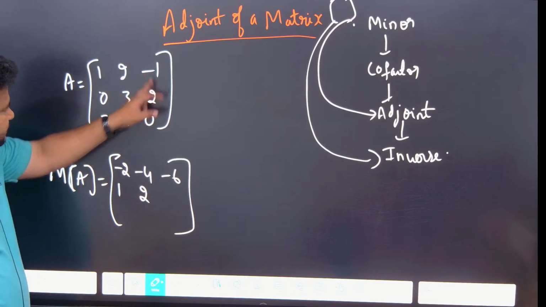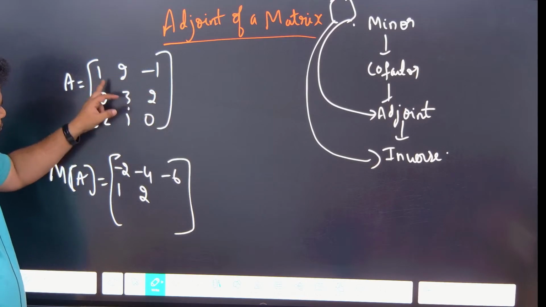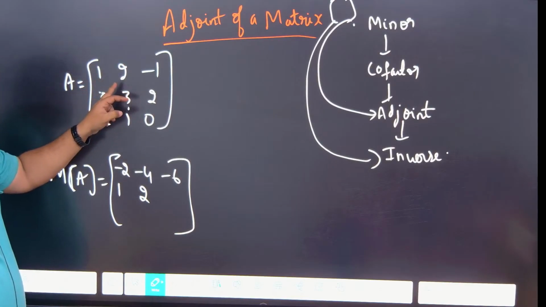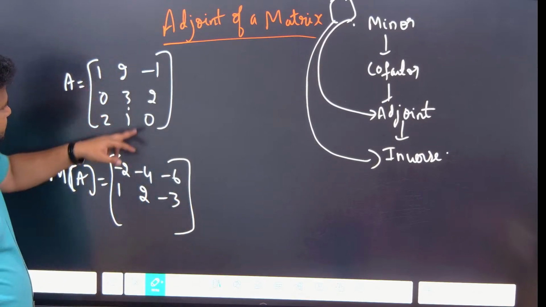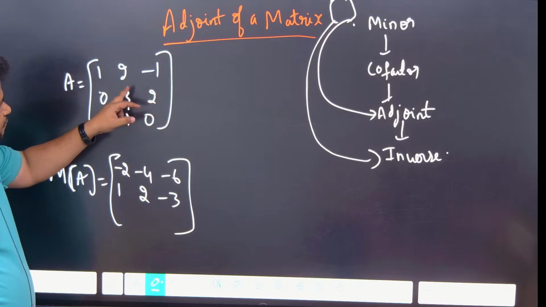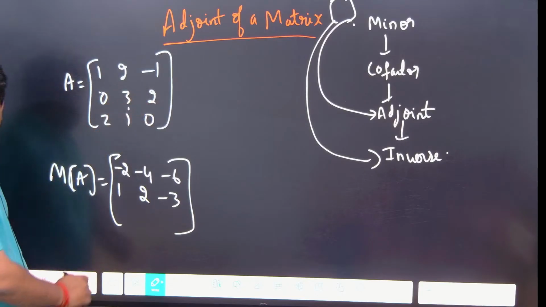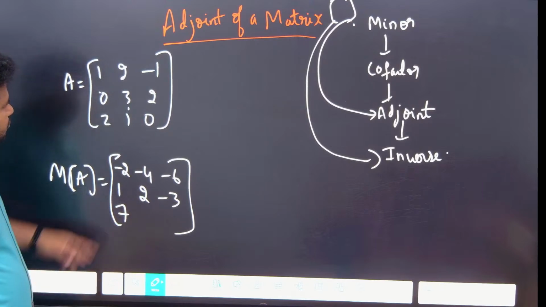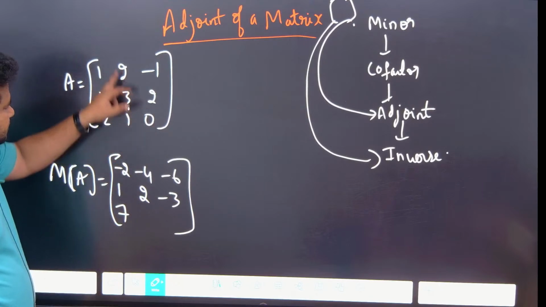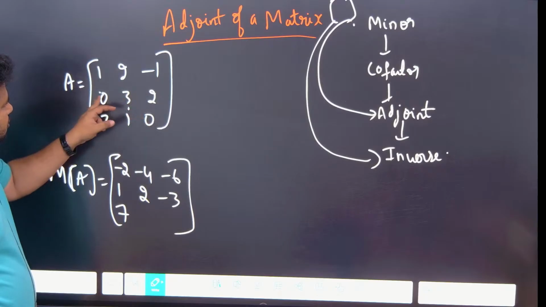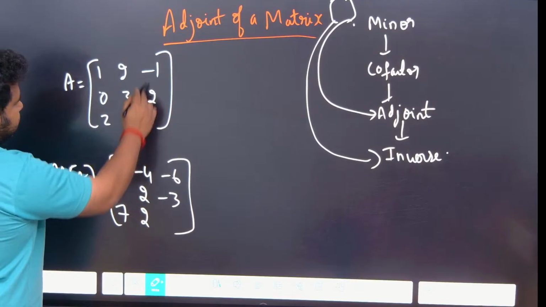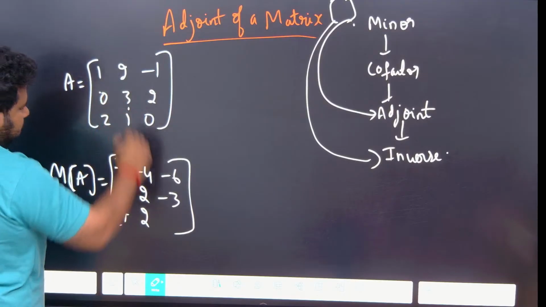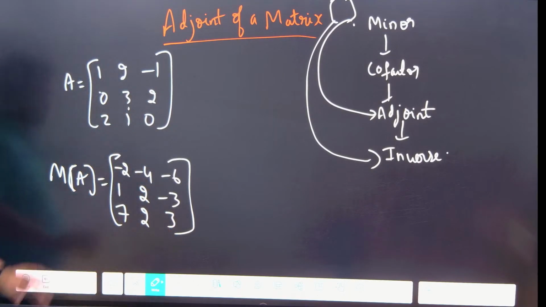Now this one: removing its row and column, 1 into 1 is 1, minus 4, this will become minus 3. Now this one: 2 twos are 4, plus 3, 7, so this will become 7. Now this one, removing its row and column, only 2. Next, 3. This is the minor of A.